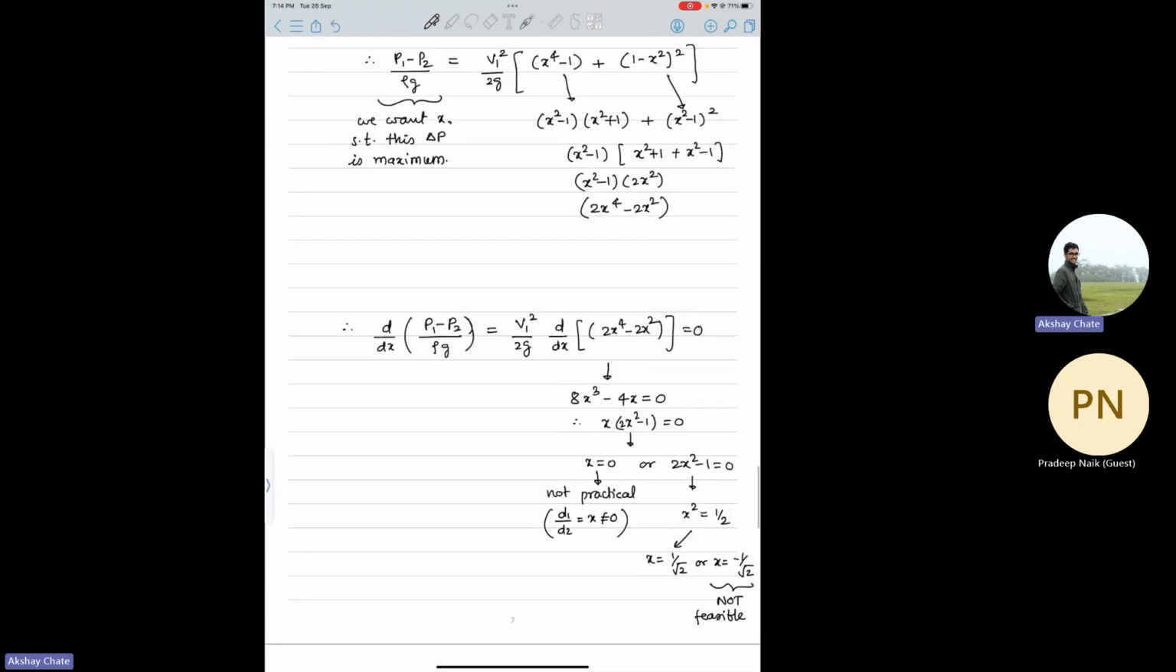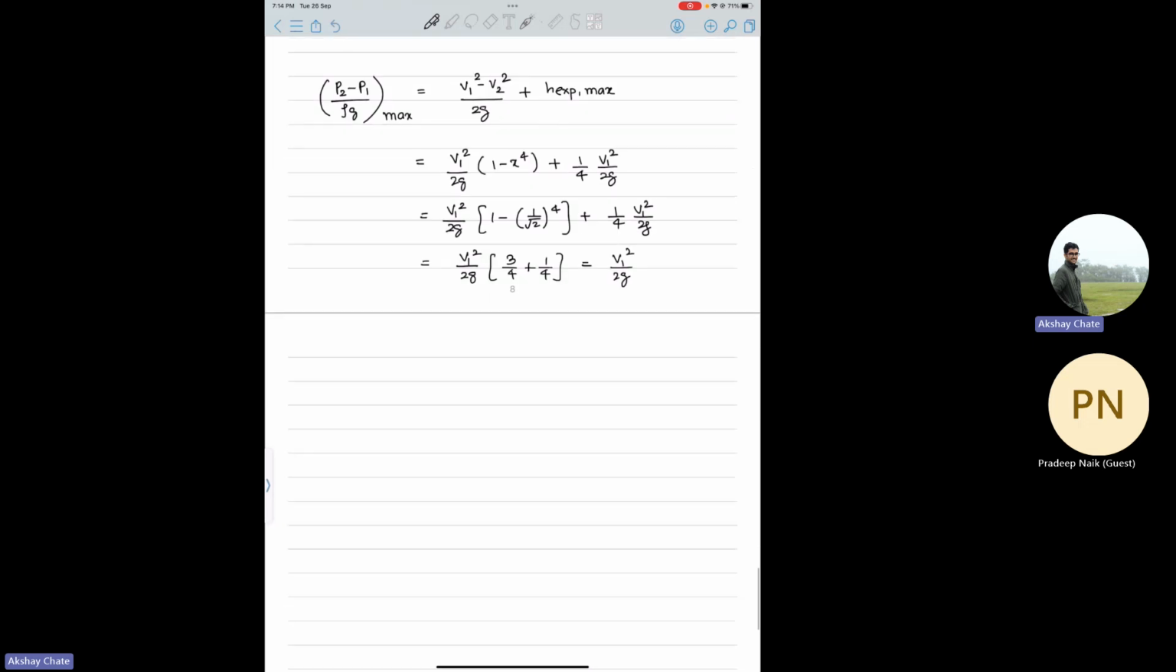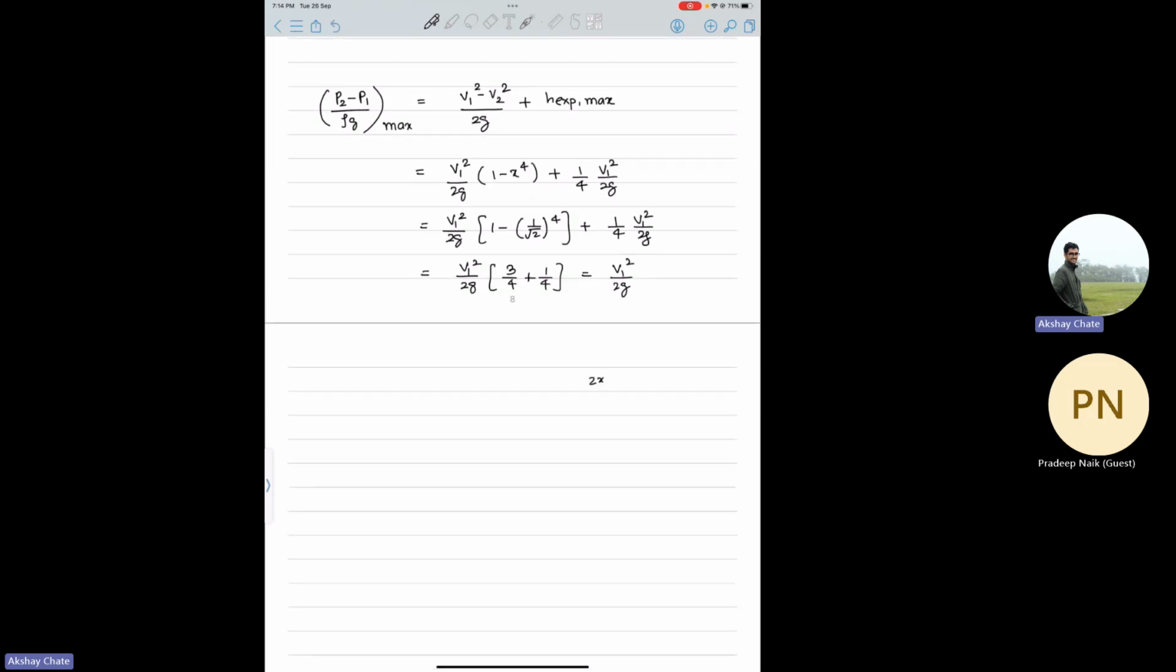No, because this is 2x square minus 2x power 4, V square by 2G. 2x square minus 2x power 4. X square is 1 by 2, so 2 into 1 by 4. This is 1 by 2. 1 by 2 they are saying.